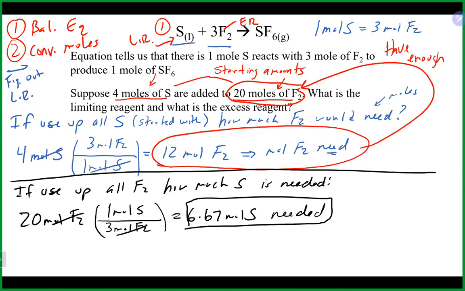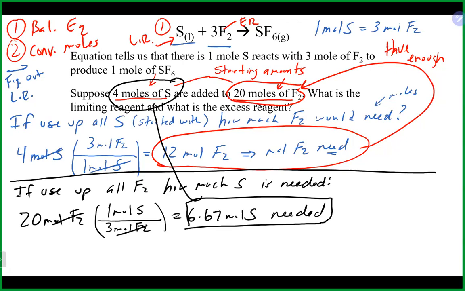So if I chose that instead of the first calculation, I would then compare to the moles of sulfur in this case. And do I have enough? I need 6.6, and I started with only 4, right? Do I have enough? I do not. So in this case, I don't have enough, which tells me the exact same thing. The sulfur in this case is our limiting reagent, and the fluorine is our excess reagent.